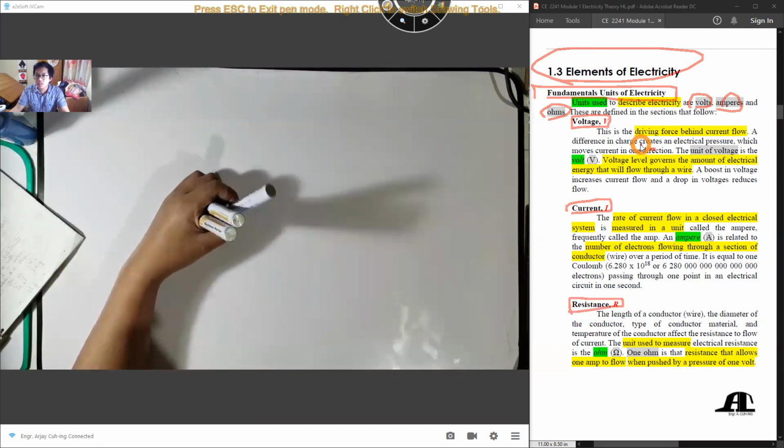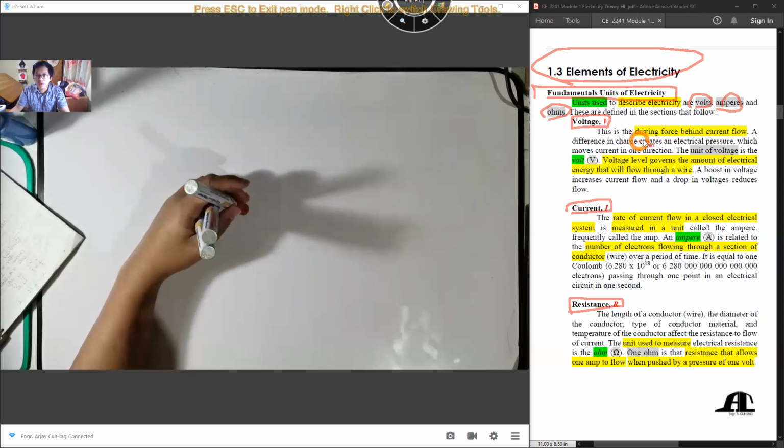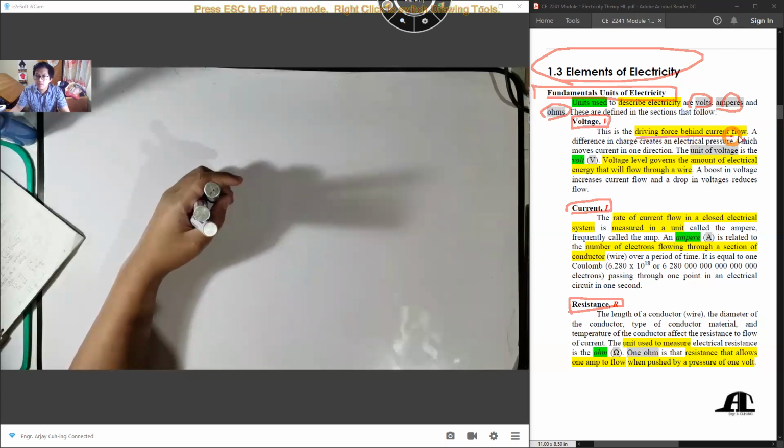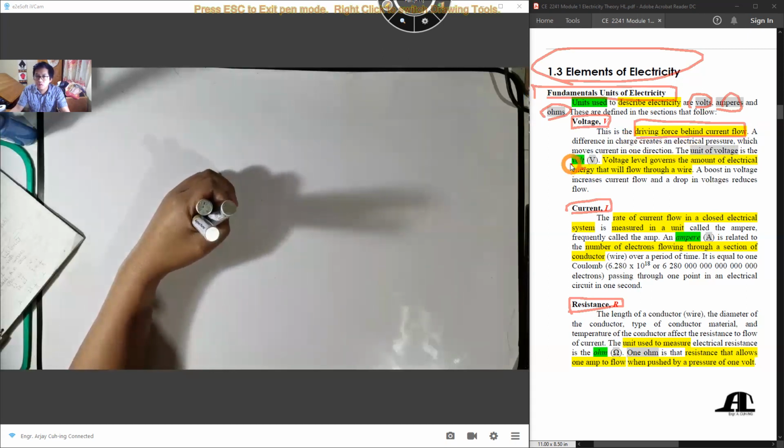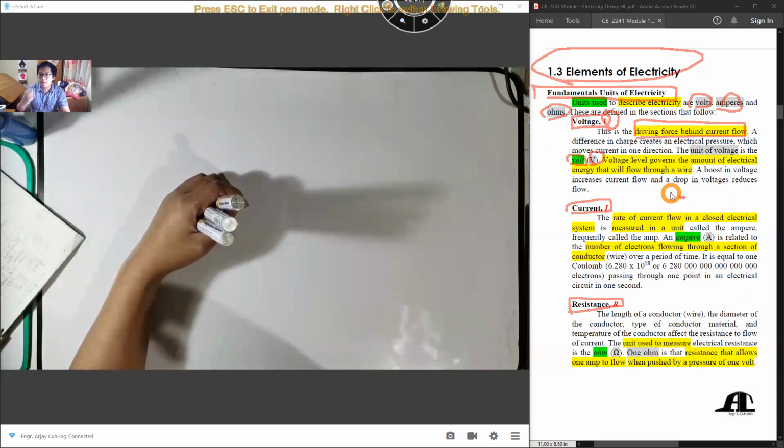Okay? So voltage class, technically, ito yung formal definition natin for voltage. So it is class the driving force behind current flow. So it is the one making the current flow. Okay? So again, class or unit class is V. So, volts. So representation natin ng volt class is V. Same class, ang representation natin ng voltage class is V din.